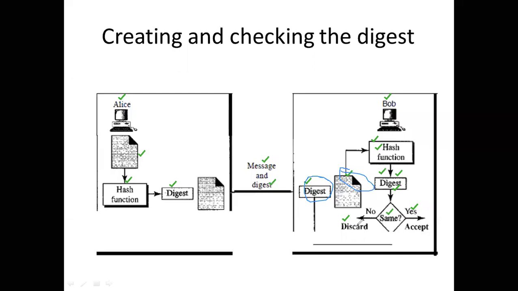When will both be same? They will be same only when nobody has made any changes to the sender's digest, and nobody has made any changes to the message. If anybody has made changes to the message, the digest sent by the sender and the digest generated by the receiver will never be same. So we will come to know that there was an error or there were some changes made to the existing data. Okay.